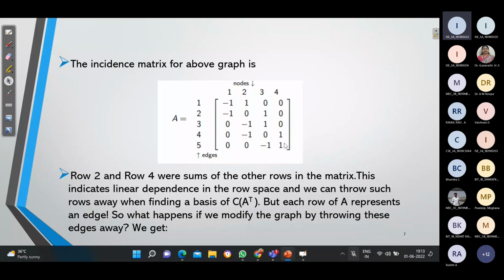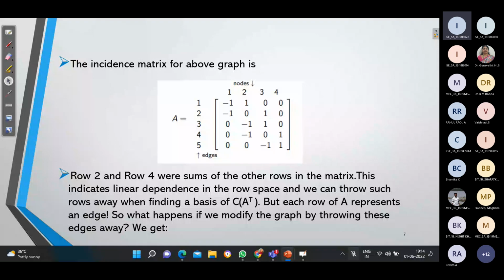So how do you find the row space for this? Row 2 and row 4 are the sums of other rows in the matrix. You can cross-verify this. For row 2, look at the first column: -1 plus 0 is -1 itself. So that is the sum of the other rows of the matrix. This indicates linear dependence in the row space, and we can throw such rows away when finding a basis of the column space of A transpose.